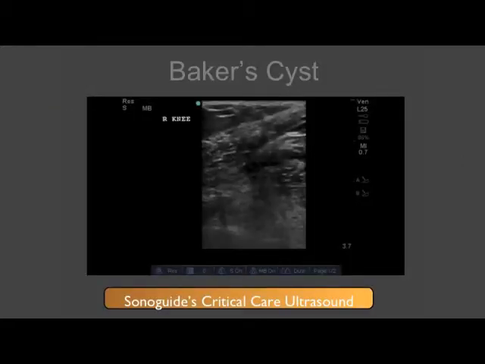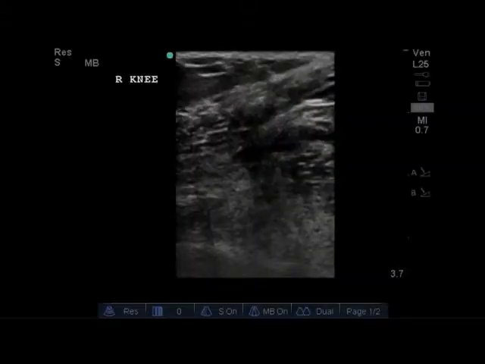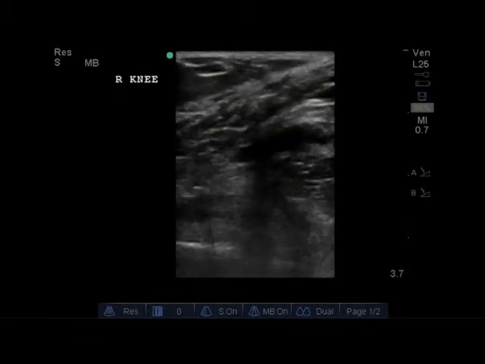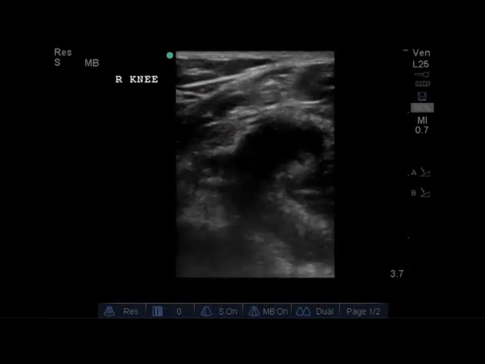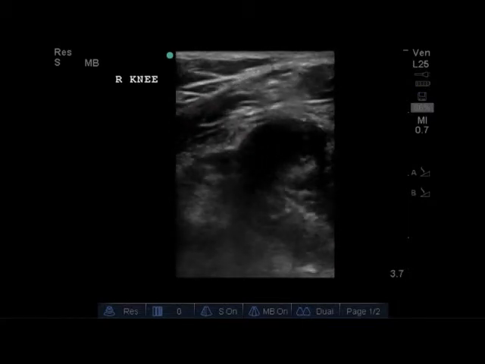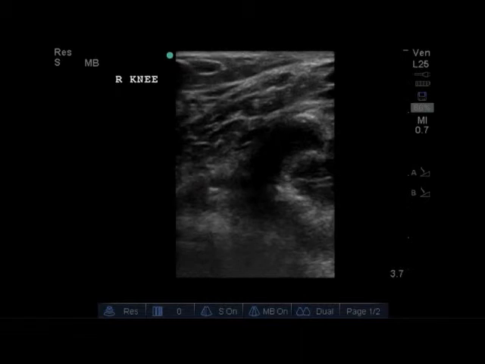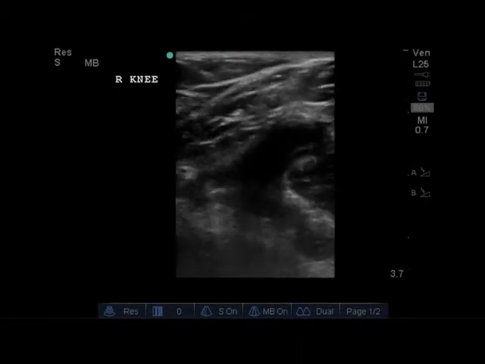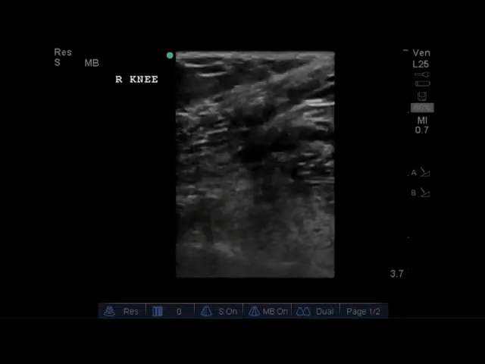Another misleading finding is the presence of a Baker's cyst. Clinically, this is a challenge to differentiate from a DVT as they both present with posterior calf or knee pain. On ultrasound, a Baker's cyst will have an anechoic appearance that remains spherical when the ultrasound probe is rotated 90 degrees. The challenge of this structure is that it will likely not compress nor have augmentation or respiratory variation, as it is a cystic structure separate from any vascular flow.